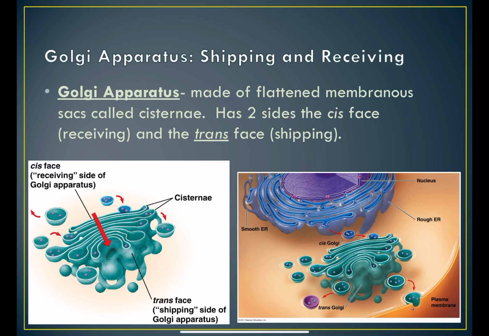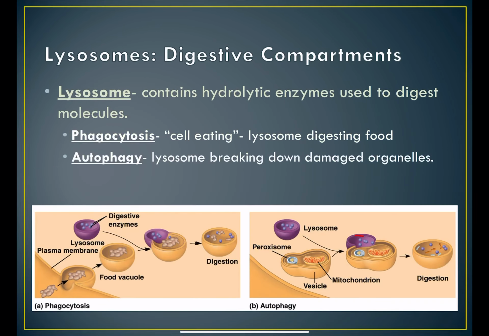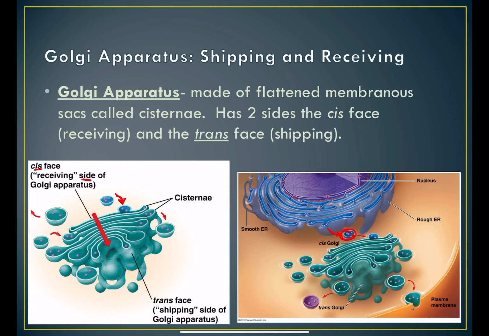What you see about the Golgi is that it has two sides. The cis side is the receiving side, the side that's closest to the rough ER. These two aren't connected, but they're close. Once the proteins leave the rough ER, they go in a transport vesicle to the Golgi apparatus, and they come in on the cis side of the Golgi apparatus.